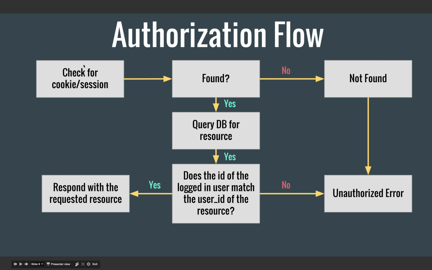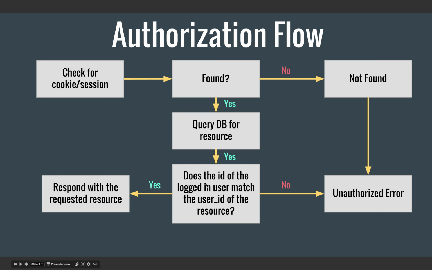So first, check to see if they have a cookie or a session, right? So who are they? In this case, we're looking for the cookie with the user ID. Let's say you didn't find that, immediately return an unauthorized error because they did not have that cookie set. But if they did have that cookie set, you then look in the database for something.